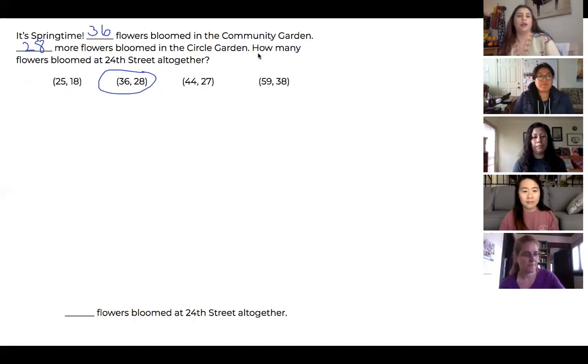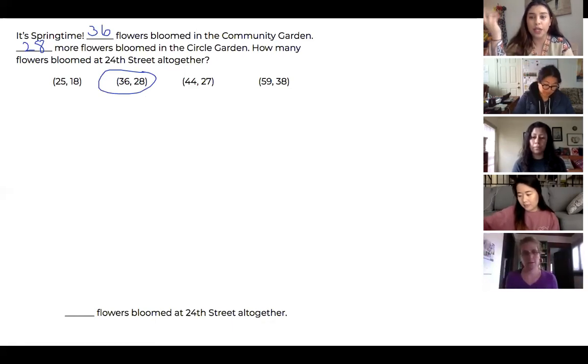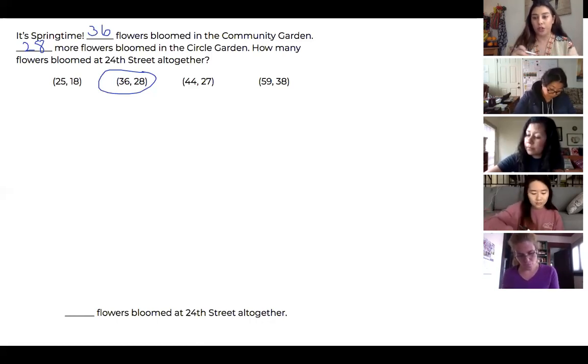All right. So I'm going to give us a minute to think of a strategy of what we can use to solve this problem. So we have 36 flowers in the community garden and 28 more flowers bloomed in the circle garden, but how many flowers bloomed at 24th Street all together? So take a minute on your paper to create a strategy to solve this problem. Remember, there are a few strategies we have: counting on, maybe a number line, using our tens and ones, maybe using standard algorithm. So what strategy are you going to use today?